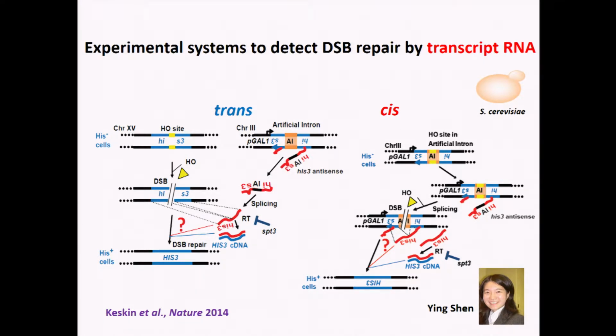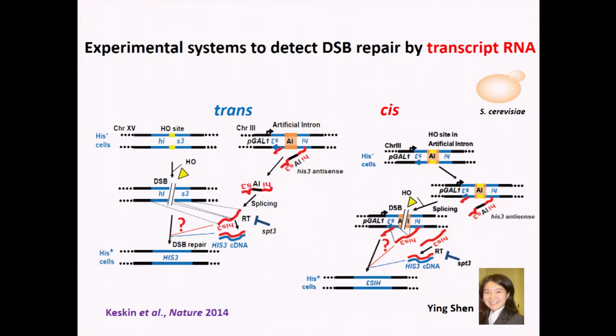In the cis system, we move the site for the nuclease into the middle of the artificial intron, so we have just one allele of our marker. Here we look at whether the RNA can repair a break in its own DNA, so in cis. This construction was mainly done by Inshan when she was a graduate student in the lab.